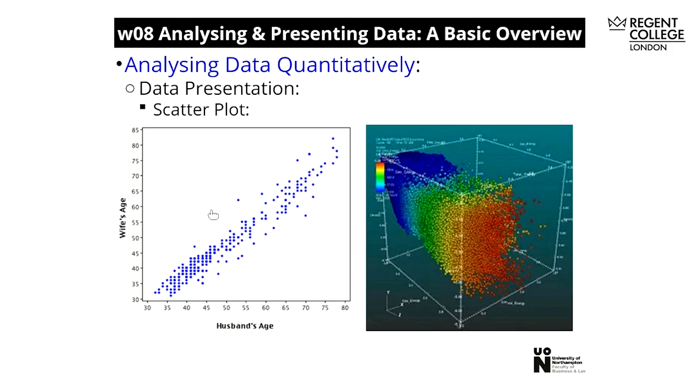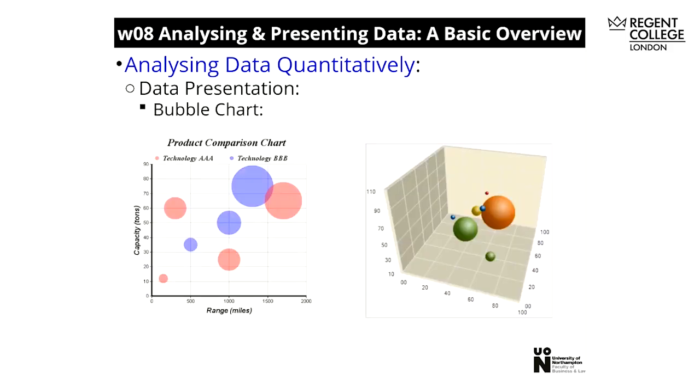The one on the right is what happens when we have 3 variables, because on the left we have correlation between husband's age and wife's age. On the right we have a 3rd variable here, which unfortunately I can't read. It can be the age of children, for example, but then that's where you have a multi-dimensional scatter plot.